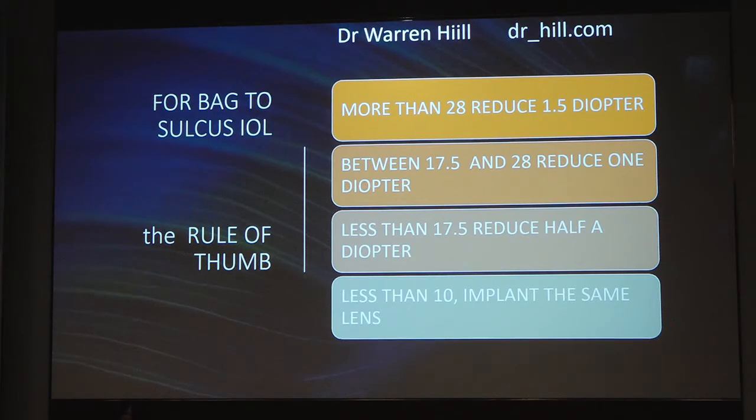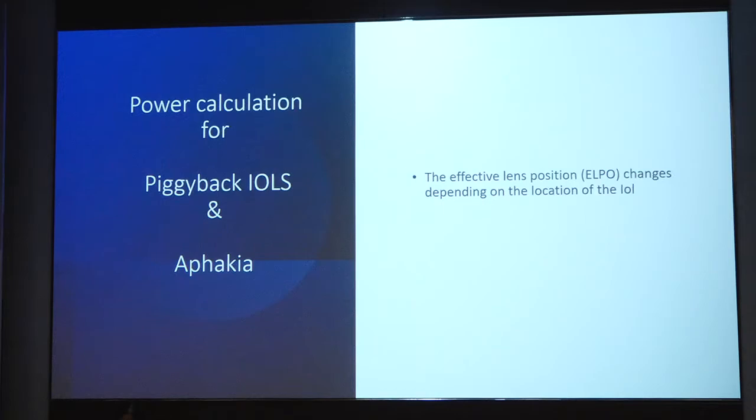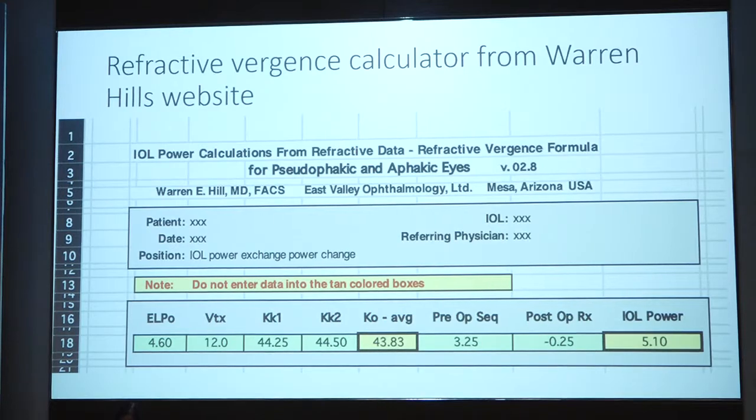If you have a highly myopic eye, the calculation for the sulcus, the iris fixation, and for the bag will tend to be the same. So less than 10, implant the same lens. This is the rule of thumb. For AC IOLs, just use the manufacturer's A constant. For piggyback IOLs and for aphakia, the ELP tends to change depending on the location of the lens.